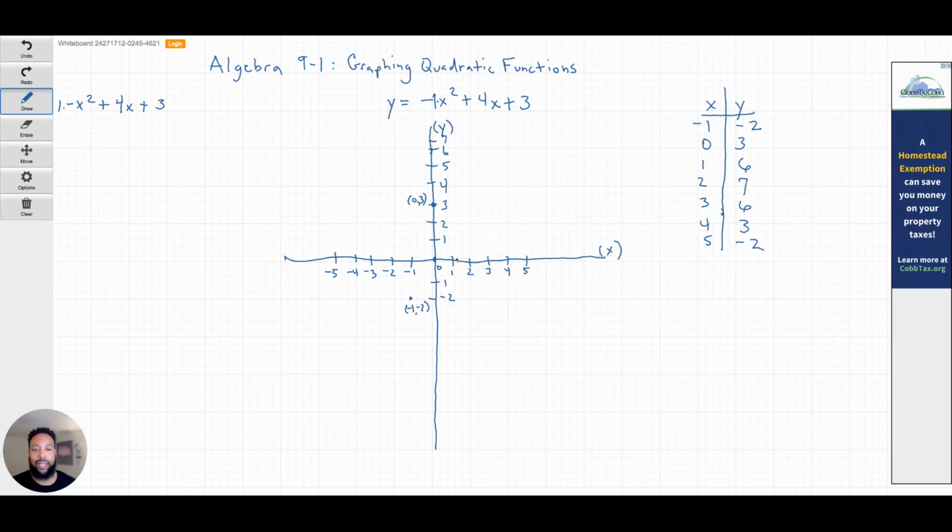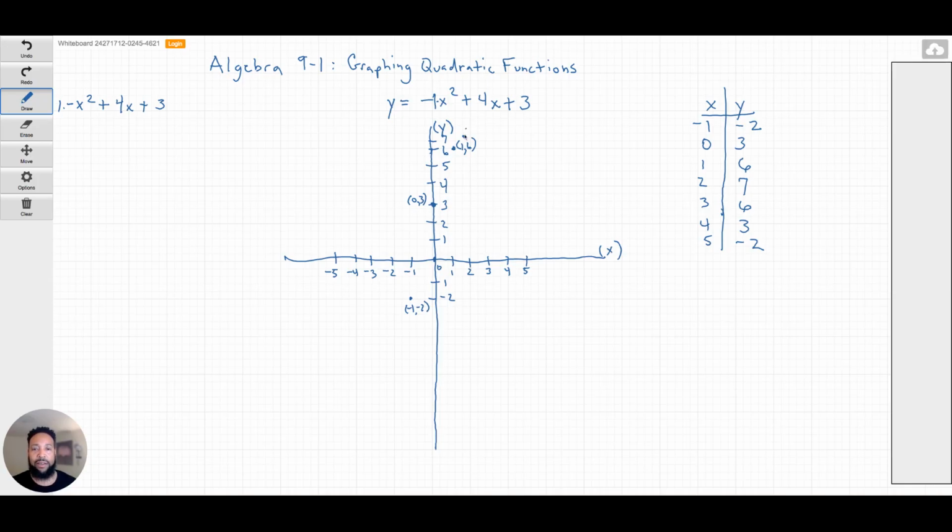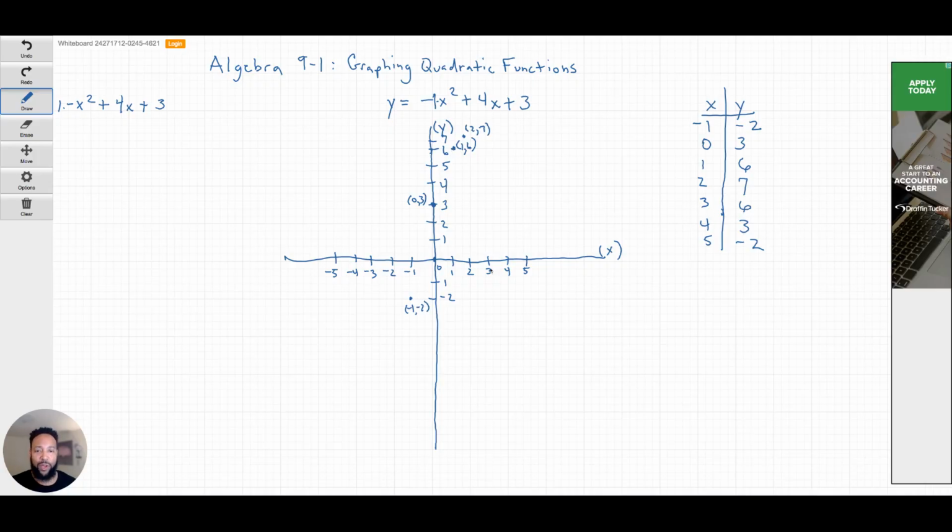Next, we have 1 and 6. So we have 1 all the way up to 6. So 1, 6 is right here. Then we have 2 and 7. So we're going from 2 for x to 7 for y. So we'll say that's 2 and 7. So we have that. Then we have 3 and 6 coming back down. So this is 3 and 6.